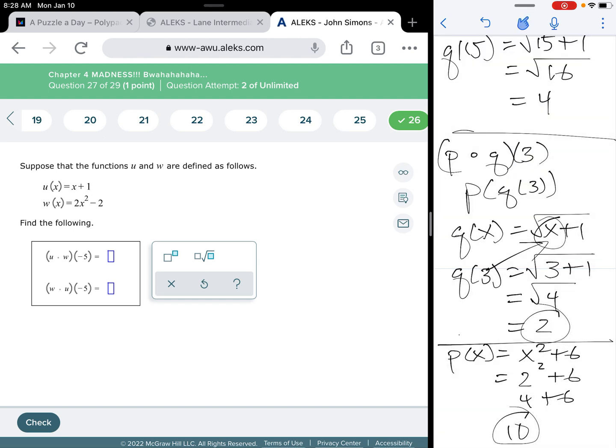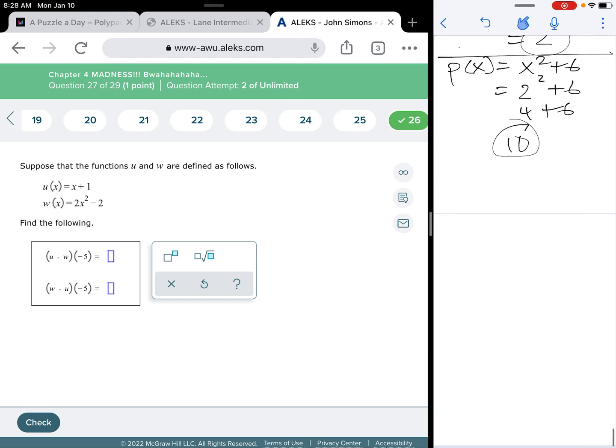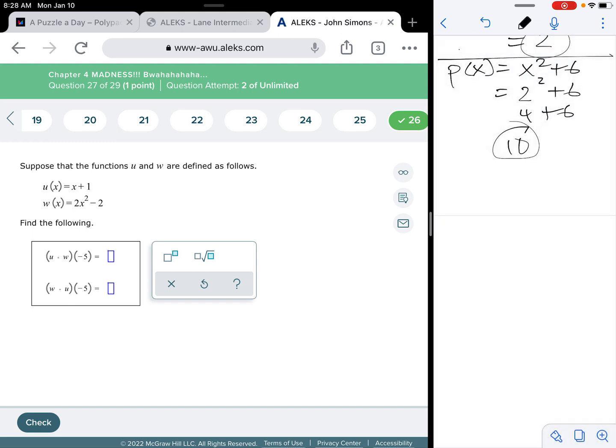All right, so again, same thing. This one doesn't have any square roots. I don't know how you feel about square roots, but they shouldn't bother you too much. So we have u of w of negative 5, and we want to find that. So that's the same as saying we're finding this. So let's find that first. So we're working inside out.